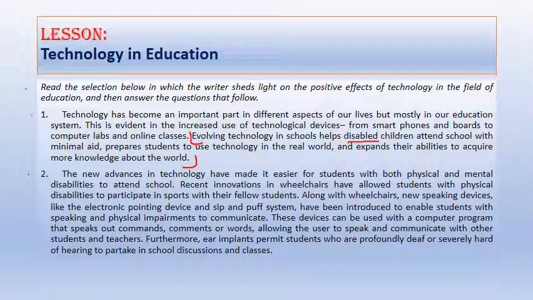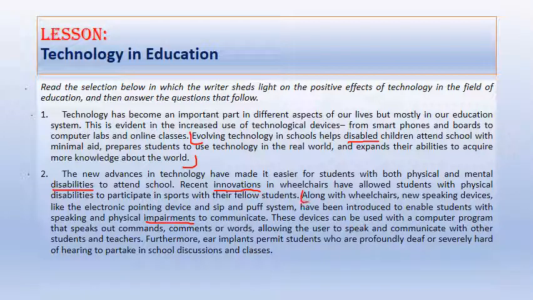The new advances in technology have made it easier for students with both physical and mental disabilities, we talked about that, to attend school. Recent innovations, new inventions in wheelchairs, have allowed students with physical disabilities to participate in sports with their fellow students. Along with wheelchairs, new speaking devices like the electronic pointing device and sip and puff system have been introduced to enable students with speaking and physical impairments. Impairments are problems or deficiencies to communicate.